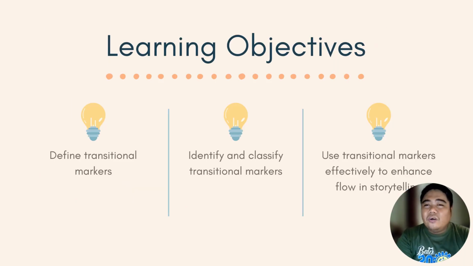Let's start with our goals for today. We will be having three objectives, and they are the following. First objective is to define transitional markers. The second objective is to identify and classify transitional markers. And the third objective is to use transitional markers effectively to enhance flow in storytelling.